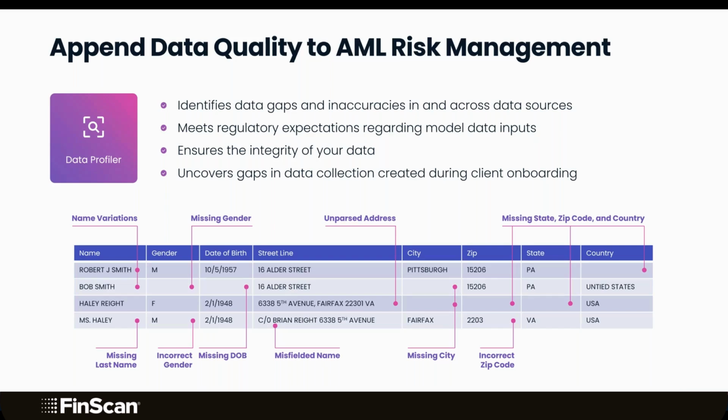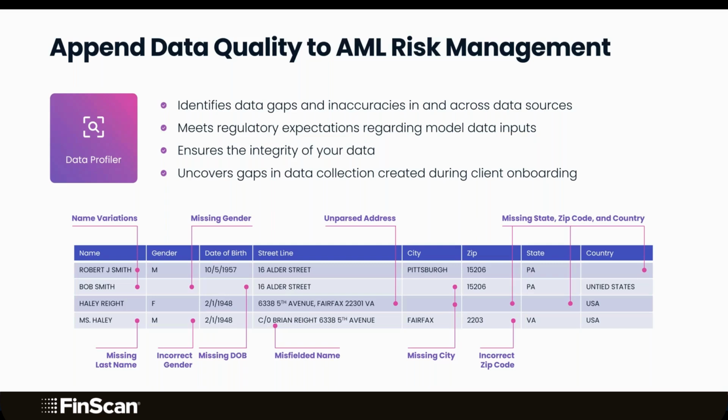And some of those issues are shown here. Things like name variations, Robert to Bob, or maybe partly missing names. We've got Ms. Haley, or maybe you've just got Mr. Holland, and so on. Things such as missing gender, incorrect gender when compared to somebody's title. Ms. Haley being listed as a male, well, one of those two values is going to be wrong. You've got things such as key identifiable information, date of birth, being wrong.